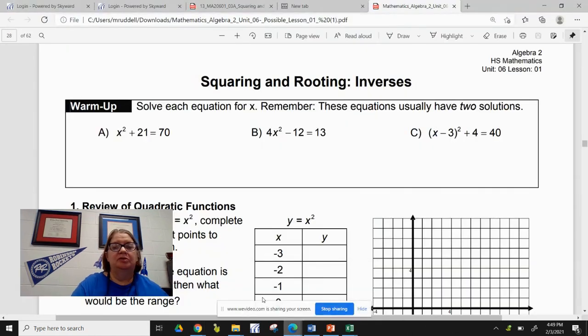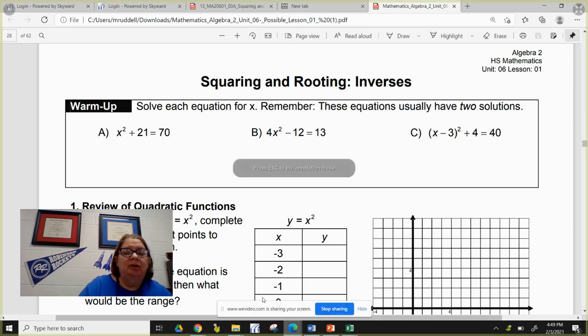Hello, Algebra 2 students. Today we're going to look at inverses. We've studied the topic of inverses before, but we're going to look at the relationship between square root functions that we've been studying the last several days and inverses. So here we're just going to warm up a little bit. It says solve each equation for x. Remember, these equations usually have two solutions.